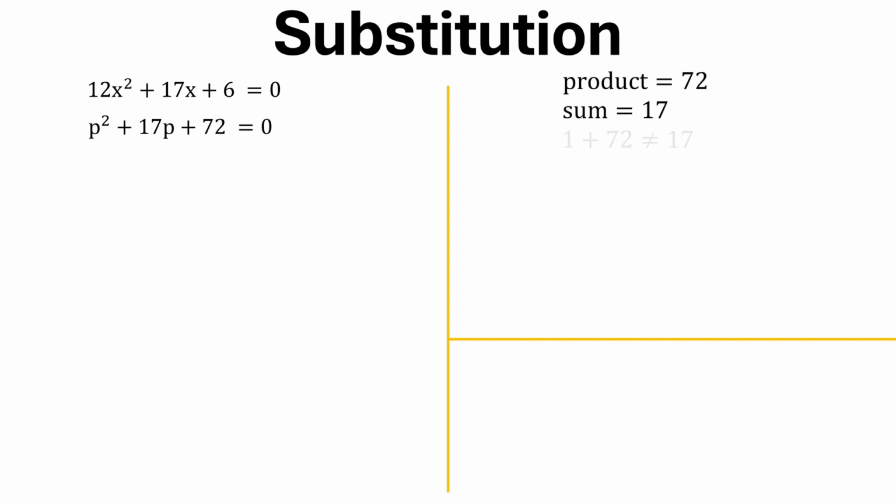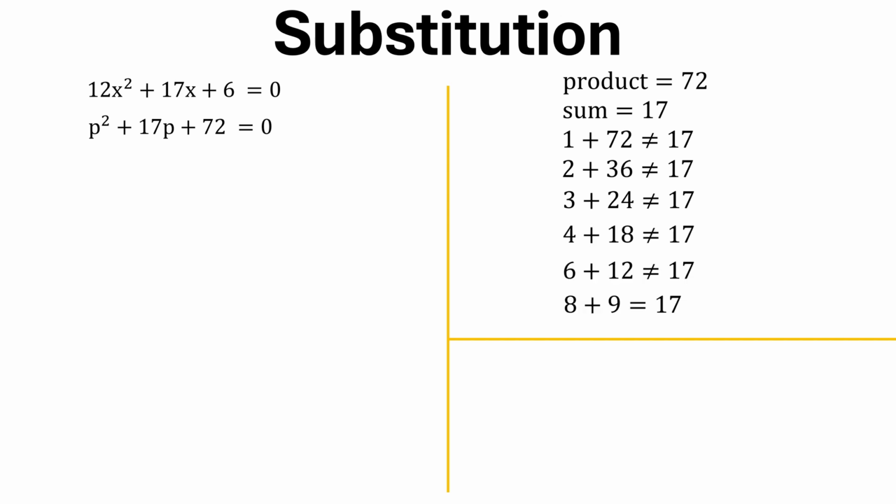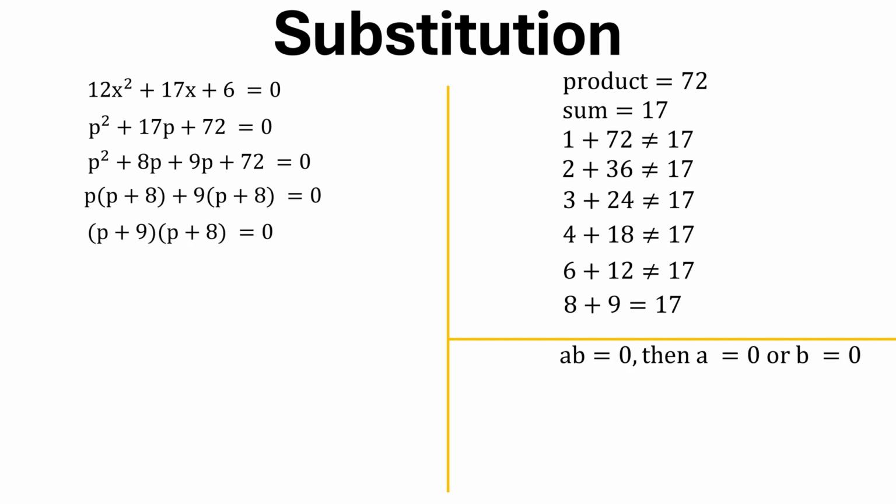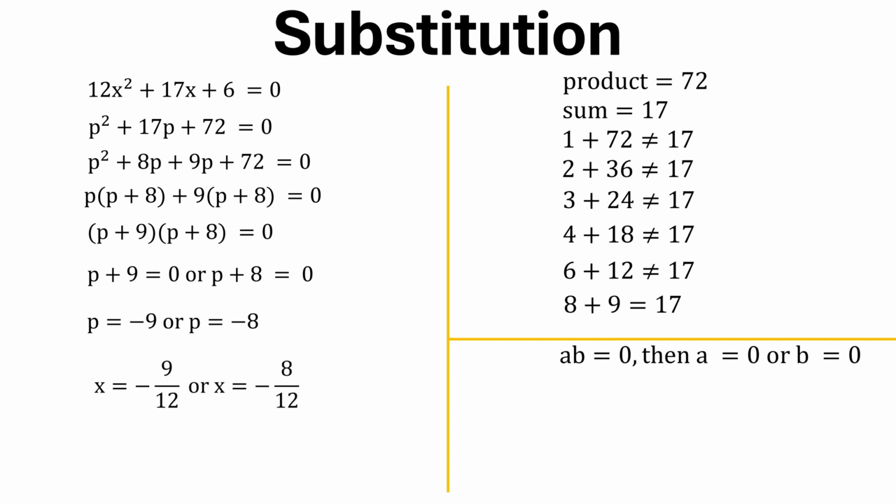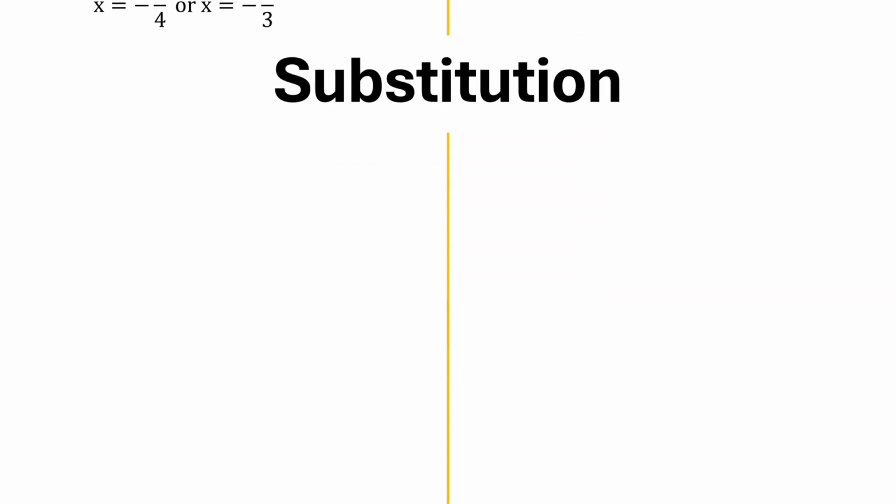Solve this equation by factoring. Find two numbers whose product is 72 and whose sum is 17. Go through the process of solving by factoring and solve for p. You get p equals negative 8 or p equals negative 9. Now how do we convert from p back to x? We simply divide through by a from the original equation. A was 12 in the original equation. So, we have x equals minus 9 over 12 or x equals minus 8 over 12. Finally, reduce the fractions to the lowest terms, and we have x equals minus 3 over 4 or x equals minus 2 over 3.